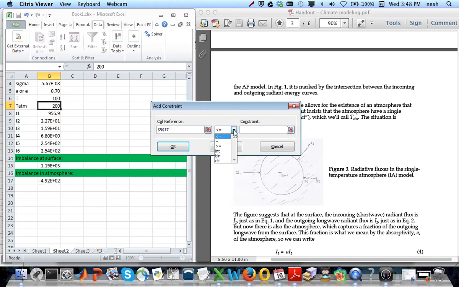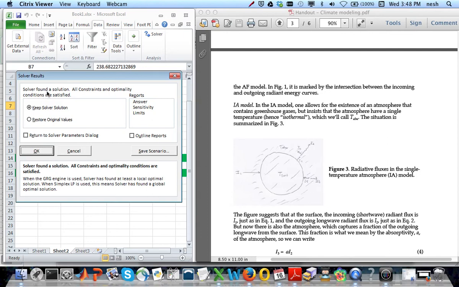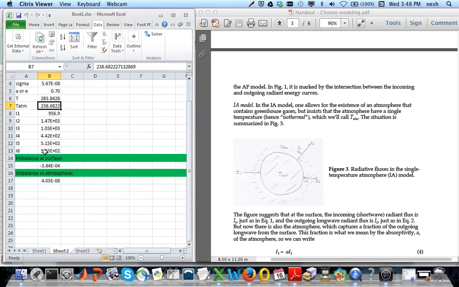And what do we want to make it be? Well, we want it to be 0. So I'm going to say equals 0 there. And when you're done, you say OK. And hopefully that's good to go. I just said solve. Solver found a solution. That's good. Let's see, what did it get? Well, it produced 2 very small numbers, 10 to the minus 4 and 10 to the minus 8. That's pretty good. What did it find in terms of the temperatures? 283 and 238. And so those are our solutions for the isothermal atmosphere case with an emissivity or absorptivity of the atmosphere of 0.7.